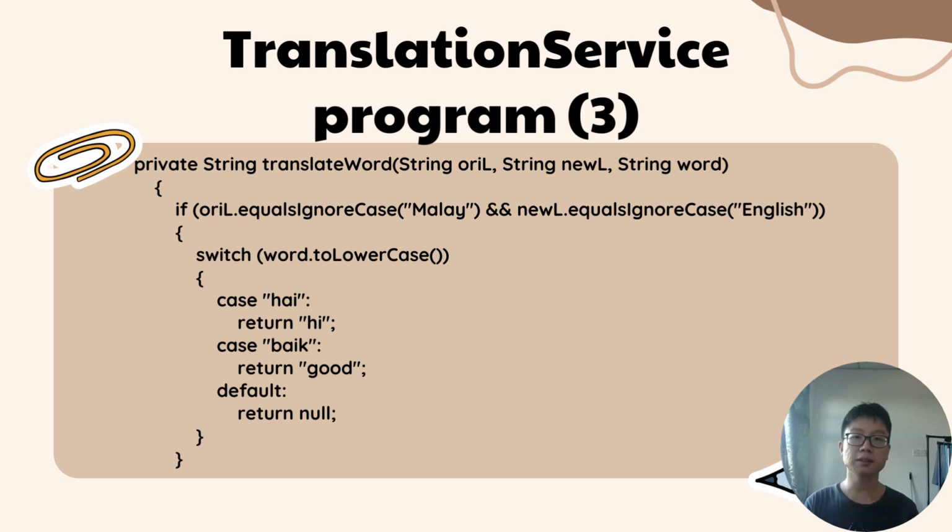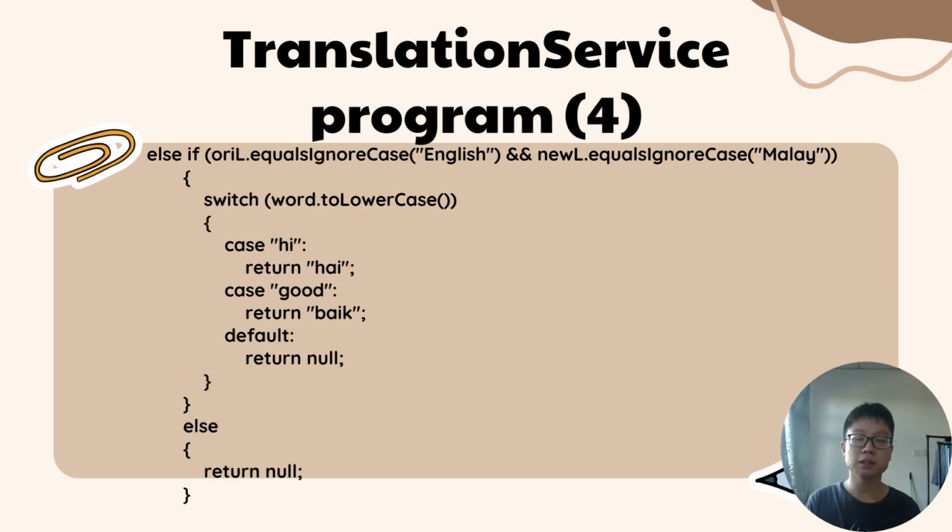translateWord method. This is a private helper method that performs the translation based on the original language, oriL, the desired new language, newL, and the word to be translated. In this example, it handles translation between Malay and English. The translateWord method uses switch statements to determine the translation based on the original and new languages. It checks if the original language is Malay and the new language is English and vice versa. Depending on the provided word, it returns the translated word. If the translation is not available or the languages are not supported, it returns null.